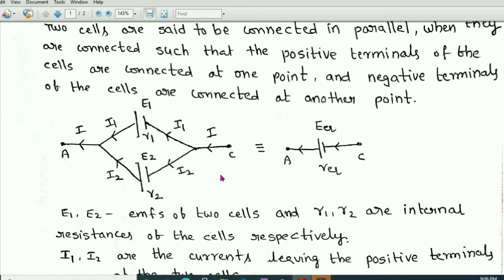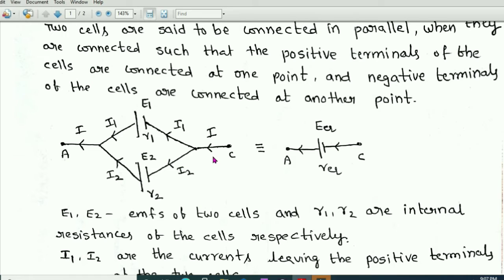Already we have discussed the parallel combination of resistors. In a parallel combination, the potential difference is the same. The potential difference between the terminals of the two cells is the same, but the current is different. Now the two cells are connected in parallel, and the current direction is from C to A. In the outer circuit, it is from the positive terminal to the negative terminal, so we have shown the current direction from C to A.